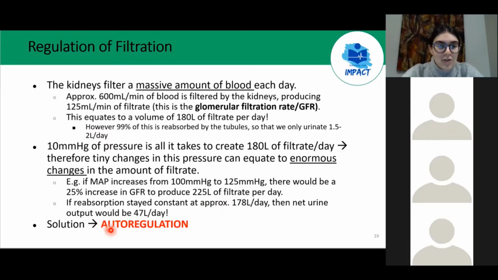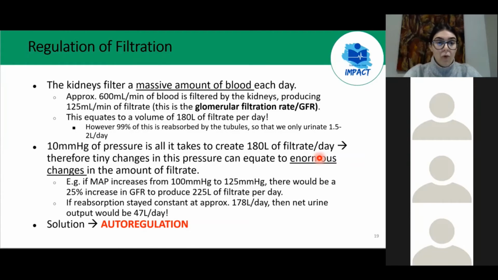So that's why it's so important that we have this process of autoregulation, which is regulation of the glomerular filtration rate so that we don't have these giant jumps in filtrate formation when we have tiny, tiny changes in pressure. So there's lots of mechanisms in place that prevent this from happening and make sure that a tiny increase in blood pressure doesn't mean that you pee out 40 litres of urine.